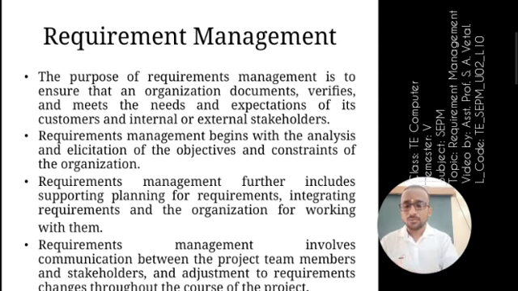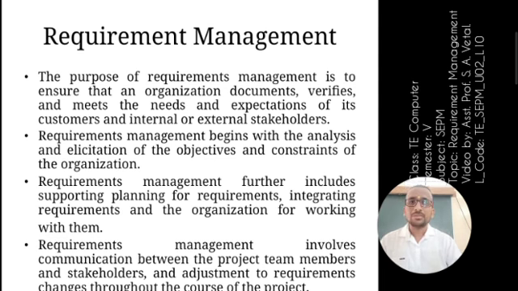From the beginning of the development to the end of the course of that project, we are going to have this communication during requirement management.